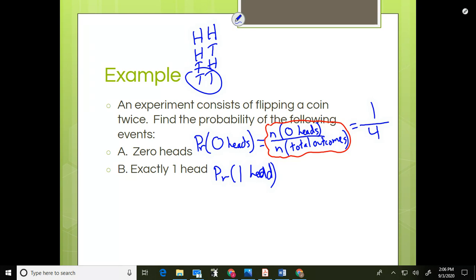Probability of 1 head would be, so how many ways can we have 1 head? Well, there were 2 ways, right? Heads, tails, and tails, heads. Number of total outcomes 4. Okay, you can reduce that to 1/2.